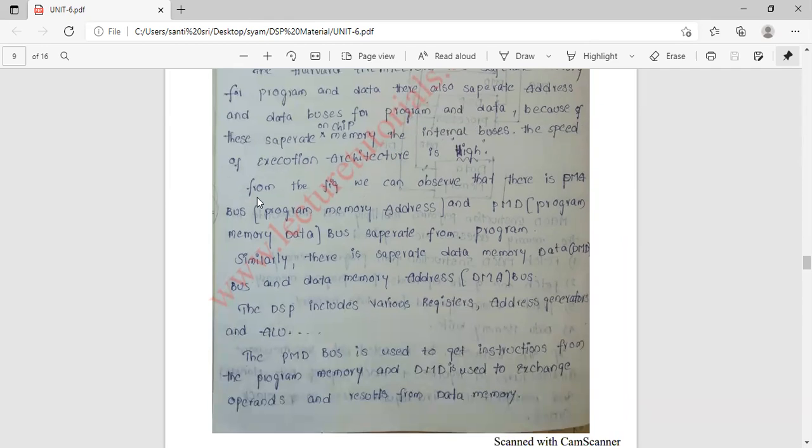The DSP includes various registers, address generators, and arithmetic logic units. The PMD, program memory data bus, is used to get instructions from the program memory, and the DMD, data memory data bus, is used to exchange operands and results with data memory.